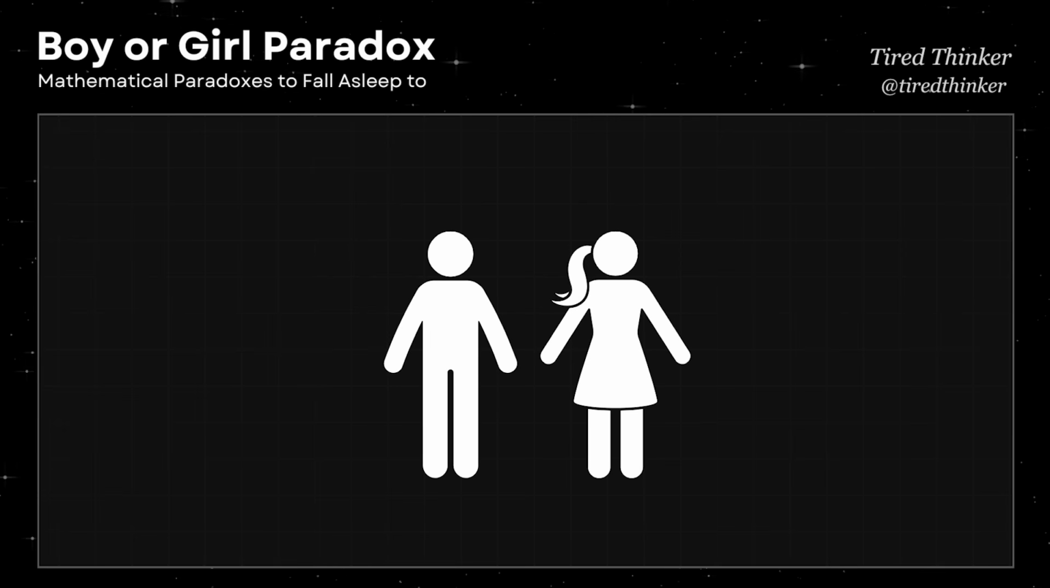This idea of conditional probability appears in many real-world situations. In medical testing, for example, the probability of having a disease given a positive test result is not the same as the probability of testing positive given that someone has the disease. This misunderstanding leads people to overestimate the accuracy of medical tests. If a test is 95% accurate, but the disease is rare, most positive results will actually be false positives.